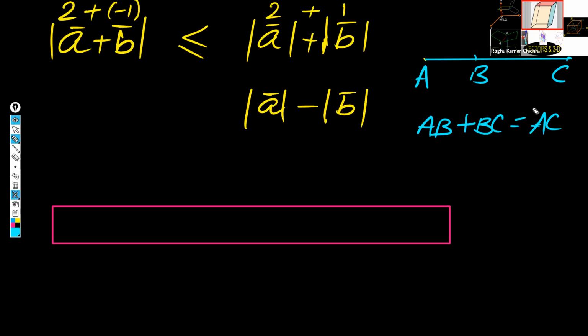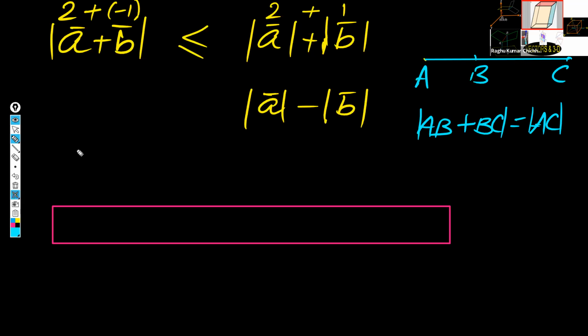You can split it. Mod AC bar can be split as AB bar plus BC bar because they are lying on the same line. But in all other cases, it cannot be. So modulus of A bar plus B bar: equality is possible when they are lying on the same line, or collinear. Otherwise, it is less than or equal.